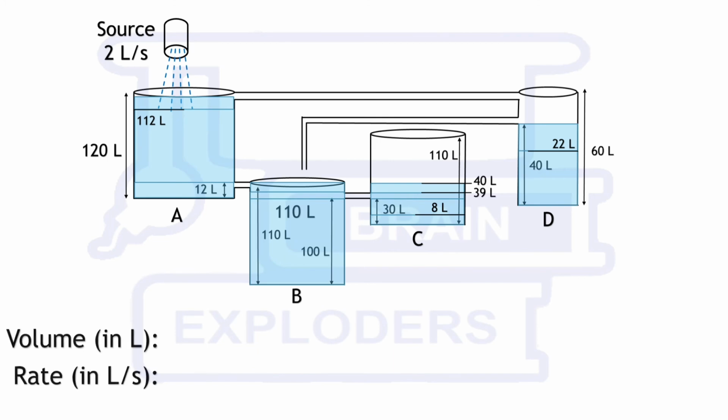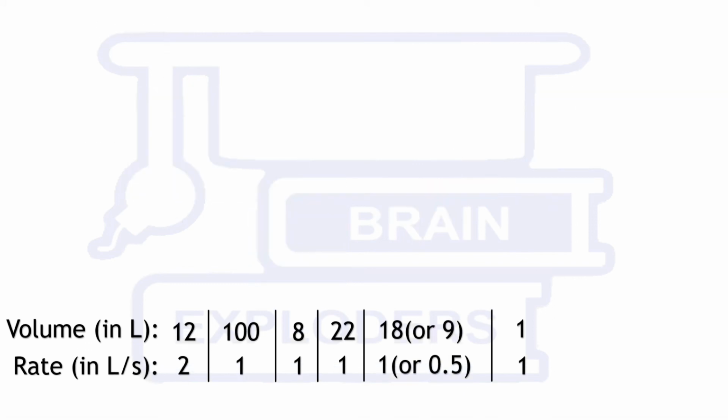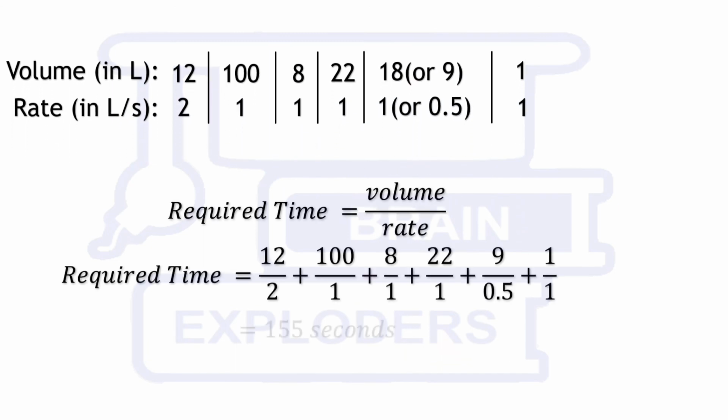Here we have different volumes of water along with their rates, and no two of these are simultaneous. Required time can be calculated by dividing volumes by respective rates, and finally we get required time equals to 155 seconds. This was our solution.